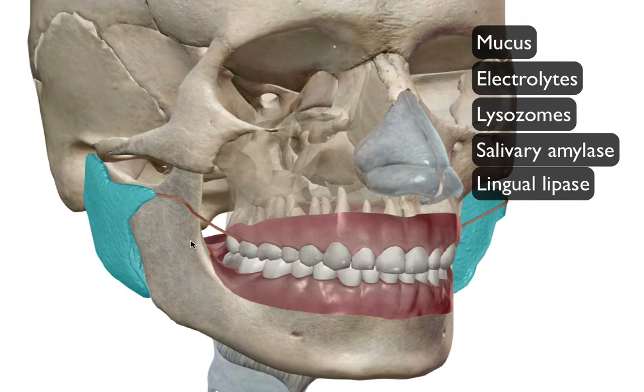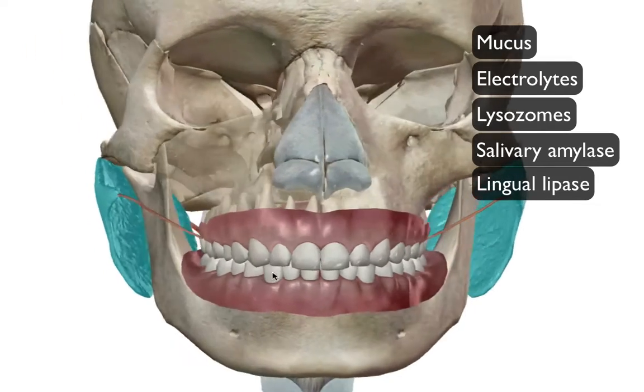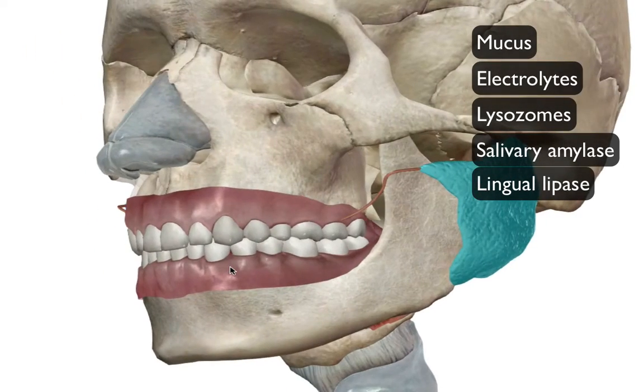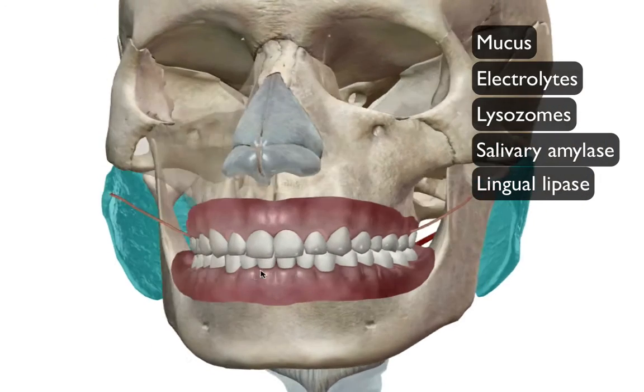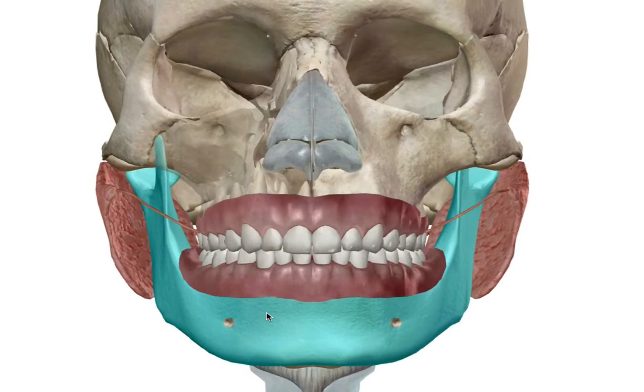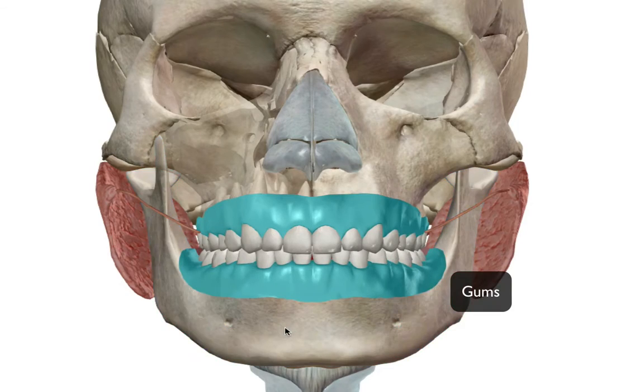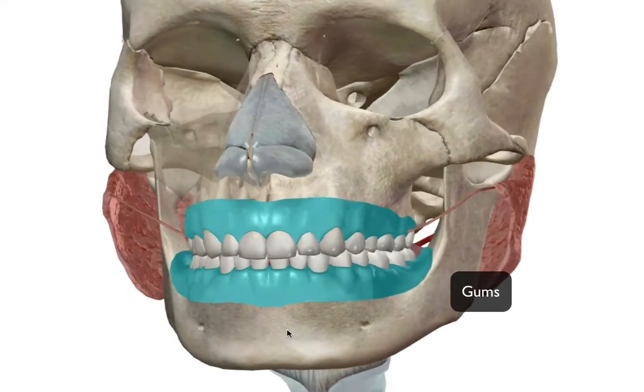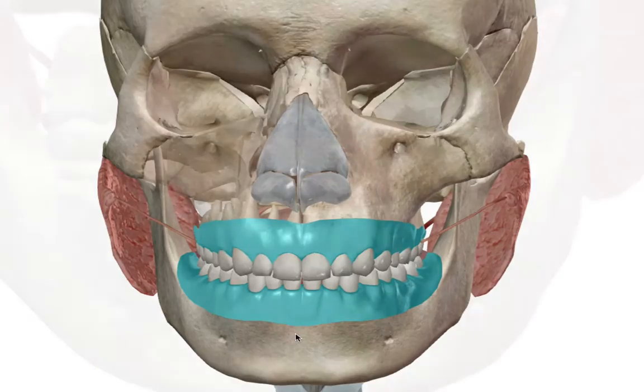Salivary amylase and lingual lipase. These enzymes begin the process of digesting starches and fats. So those are your parotid salivary glands. And then if you take a look underneath your mandible, what I'm going to do here is remove the lips, the gingiva, and your teeth, so we can get a better look at these salivary glands.